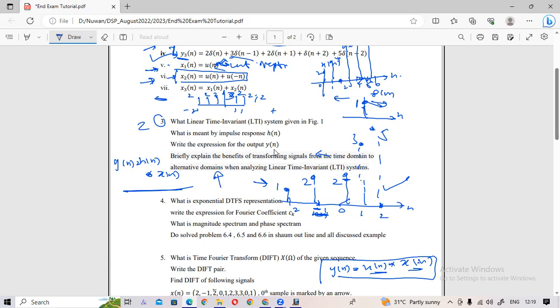Briefly explain the benefit of transforming a signal from time domain to alternative domains. Alternative domains means S domain, right? S domain, complex domain එකට හරි frequency domain එකට හරි. ඒ කියන්නේ Laplace transform දාන එක, එහෙම නැත්නම් Fourier transform දාන එක. Laplace analysis or Fourier analysis. Right? By Laplace transform or Fourier transform, you can transform a time domain signal into complex domain or Fourier domain.